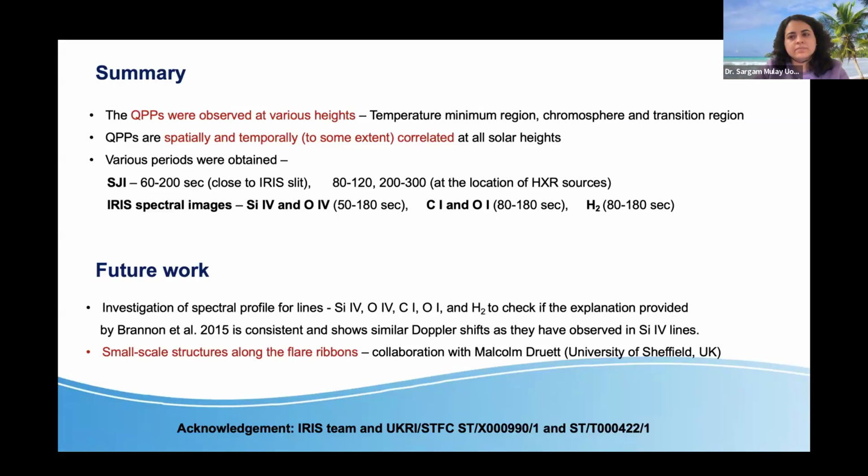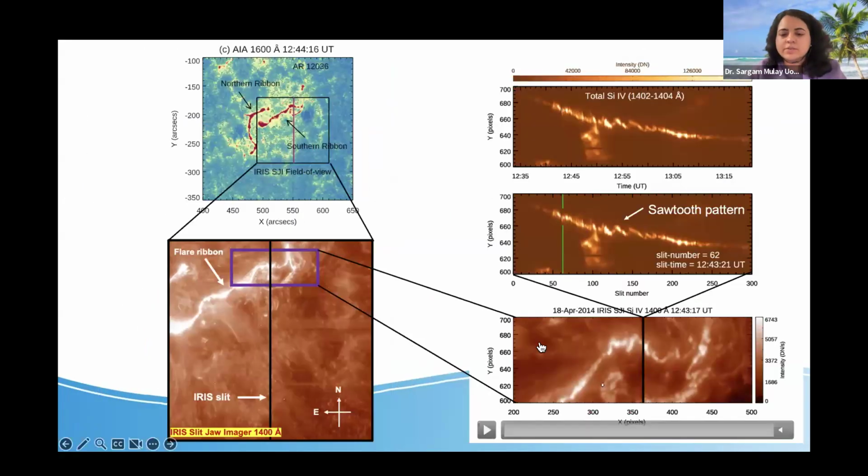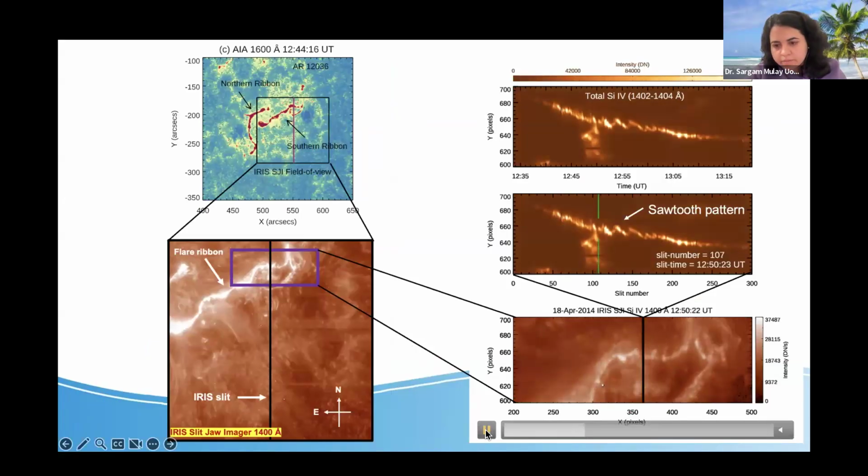If you don't hear, I had a question. In this future work, you mentioned small scale structures. So what are those, like the kernels or any other structures? Yes, so I showed you earlier in the movie. Along the flare ribbons there is some kind of small jet-like structure. We call them riblets.